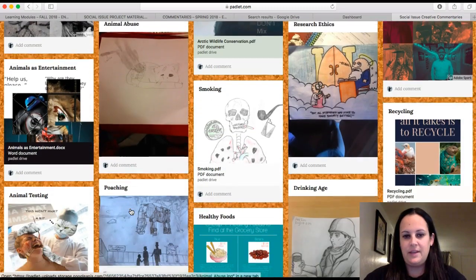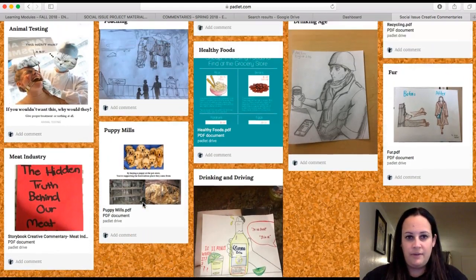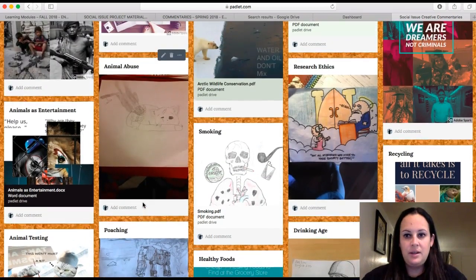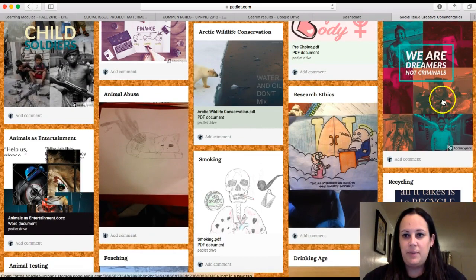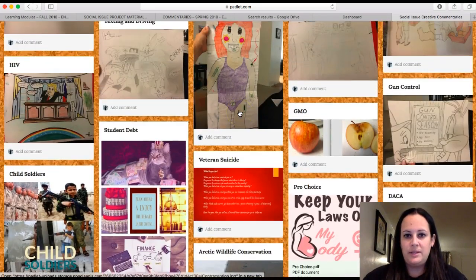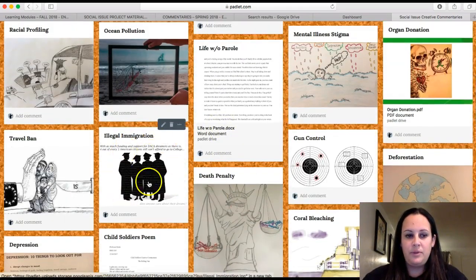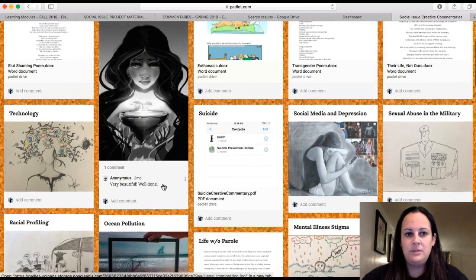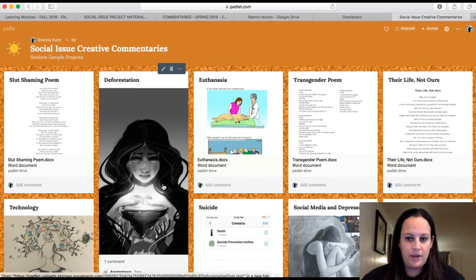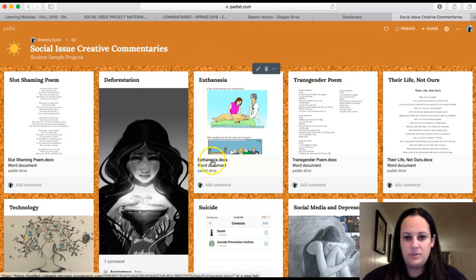Notice how different they are, right? A lot of people drew things, but not everyone. There are poems in here. Some people use Adobe Spark to create a page or a post; there are a few Adobe Spark ones. Some people used different technology to create theirs, so there are so many different ways that you can go about the creative commentary. And I've labeled them with the social issue so you can see how students approach this.